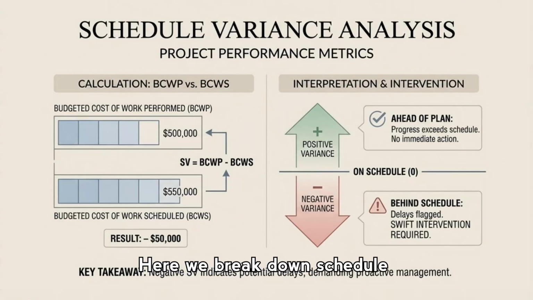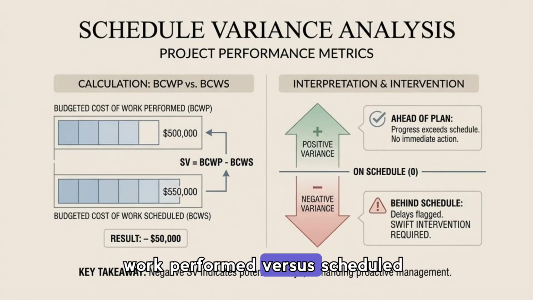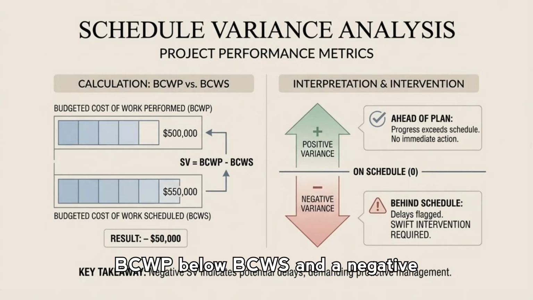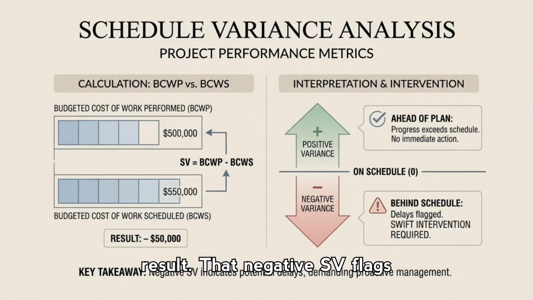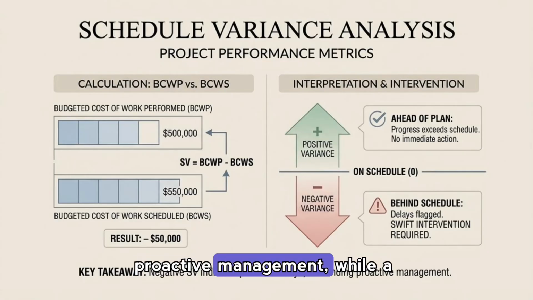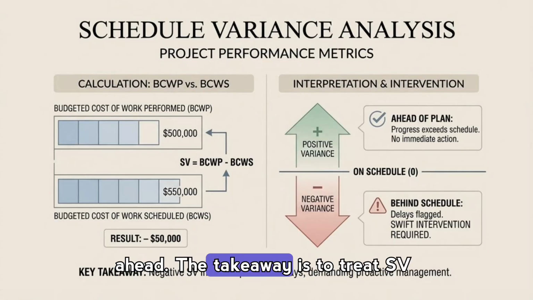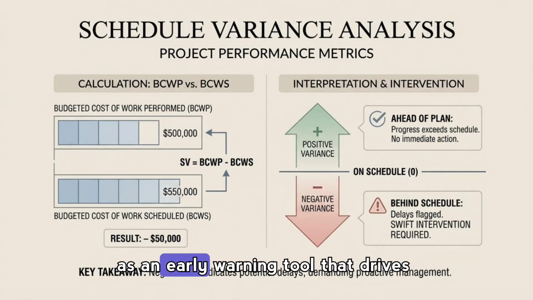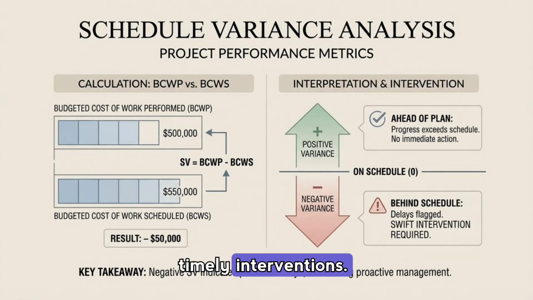Here we break down schedule variance using budgeted cost of work performed versus scheduled work, with the example showing BCWP below BCWS and a negative result. That negative SV flags potential delays and prompts proactive management, while a positive value means progress is ahead. The takeaway is to treat SV as an early warning tool that drives timely interventions.